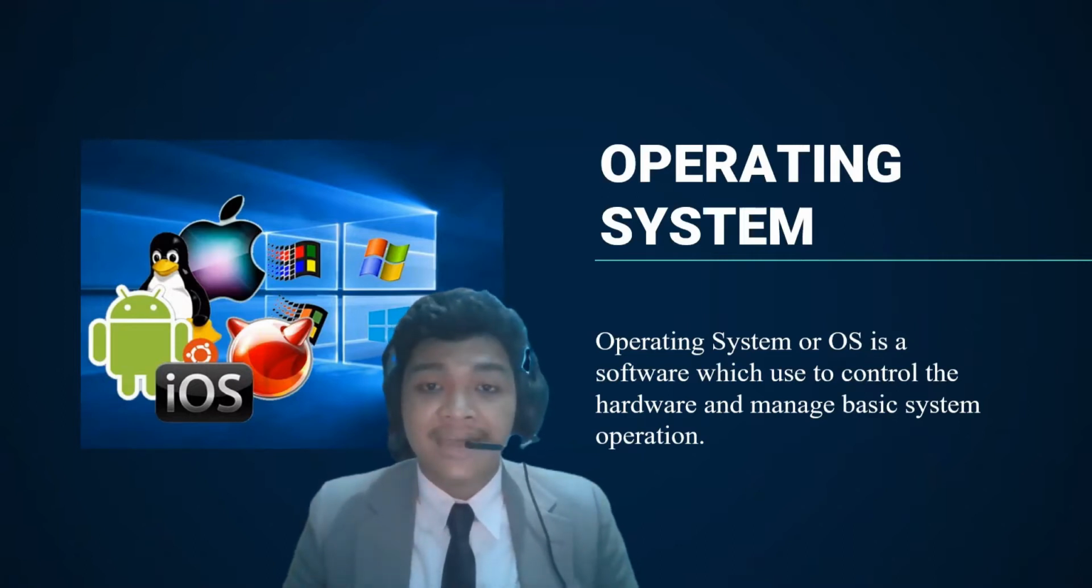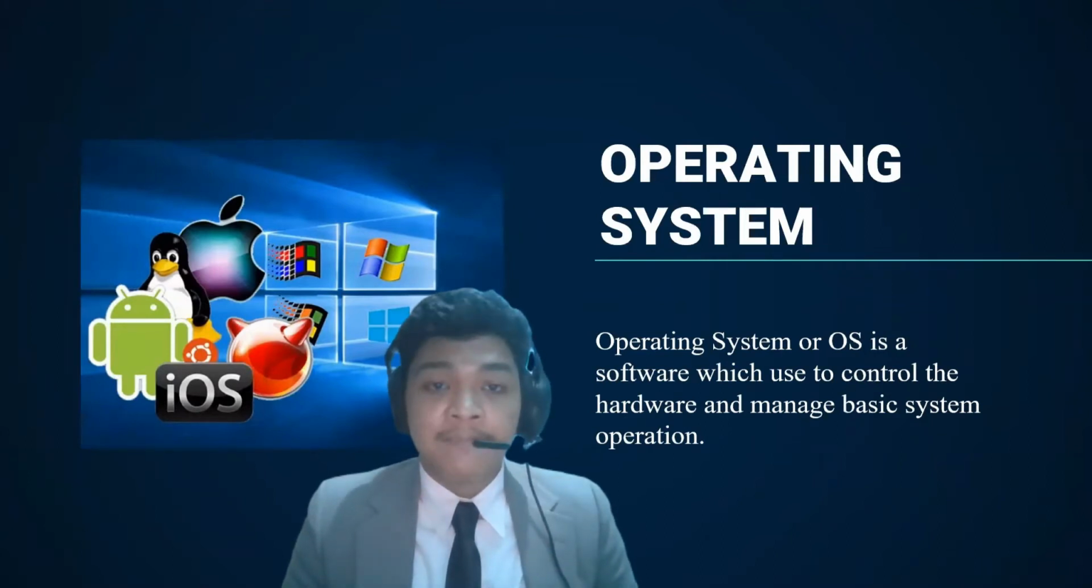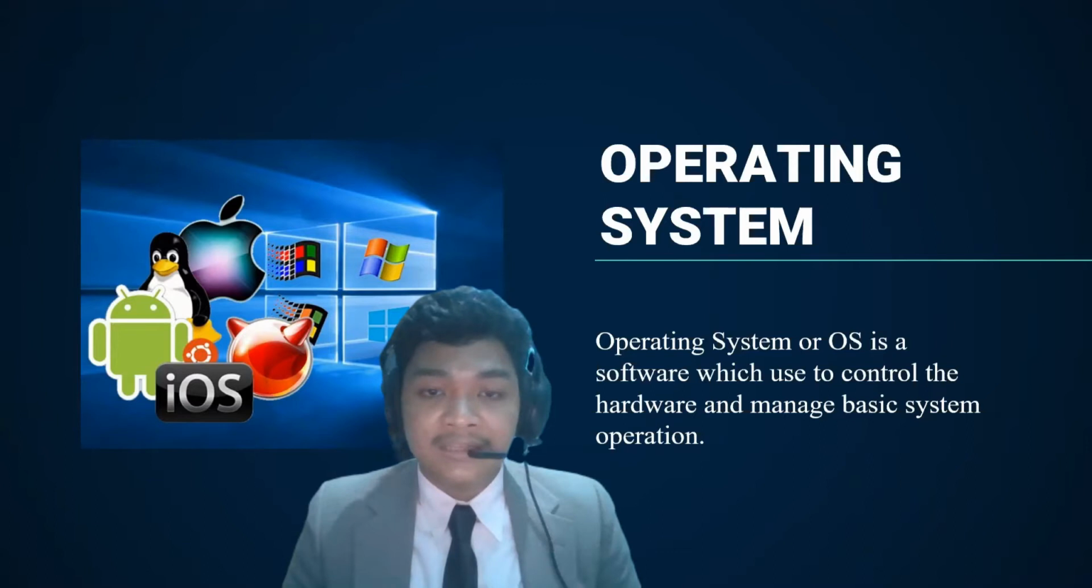An operating system has three functions. First is convenience. An operating system makes our computer more convenient to use. And then efficiency. An operating system makes our computer system work efficiently. And last, ability to evolve. We can upgrade our operating system as time goes by.